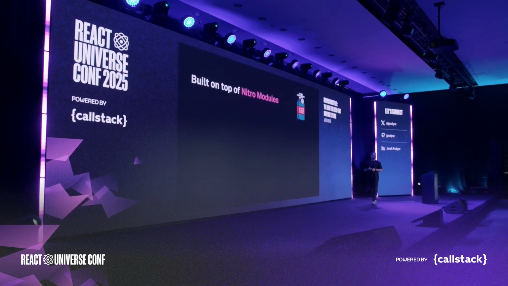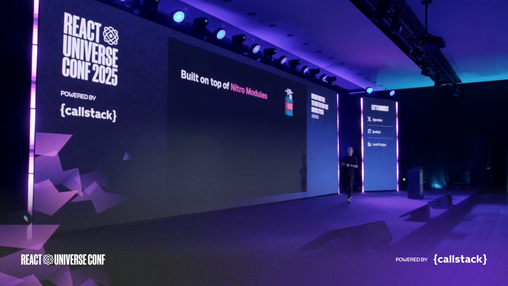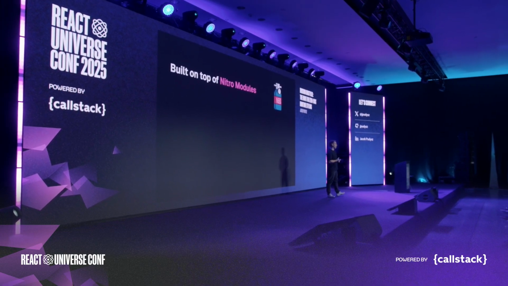I would like to thank Mark Rusavi from Margelo for building for me a new cool feature called dynamic types inside Nitro Modules. It means that from now on, we can type everything. So if you pass styles from JavaScript, I have the typed version on the C++ side.